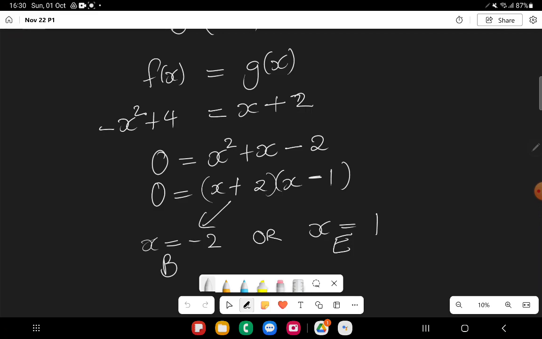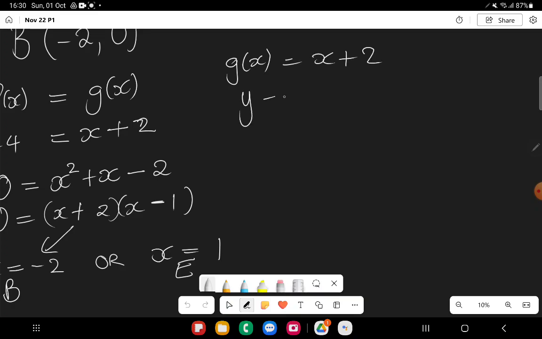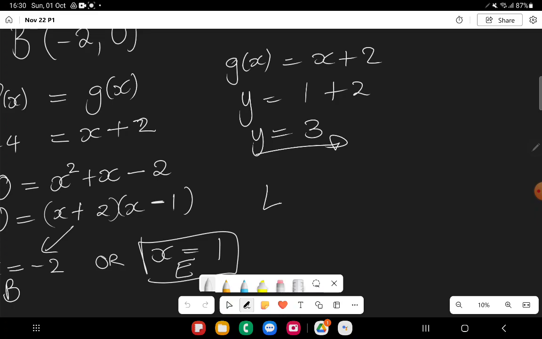So now that I know that E's x is 1, I'm going to take the equation for the g of x, which is x plus 2, and I want to solve for y, which is going to be equal to 1 plus 2. So y is equal to 3. I've got my x value, I've got my y value, so the coordinates for E is going to be x is 1, y is 3, and that's your answer for question number 5, the coordinates of E.